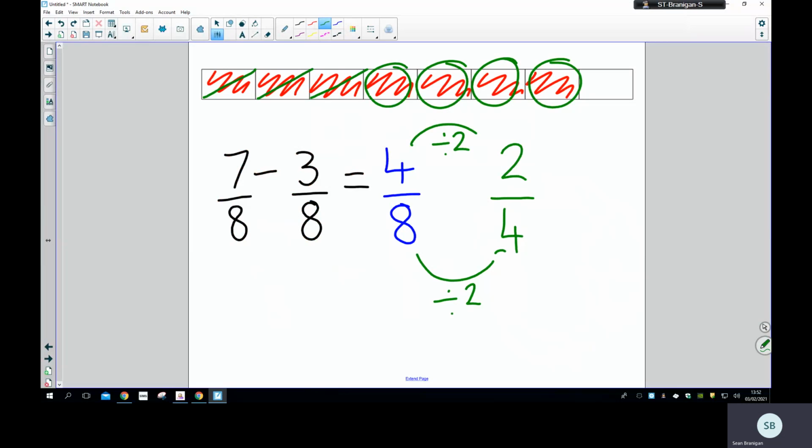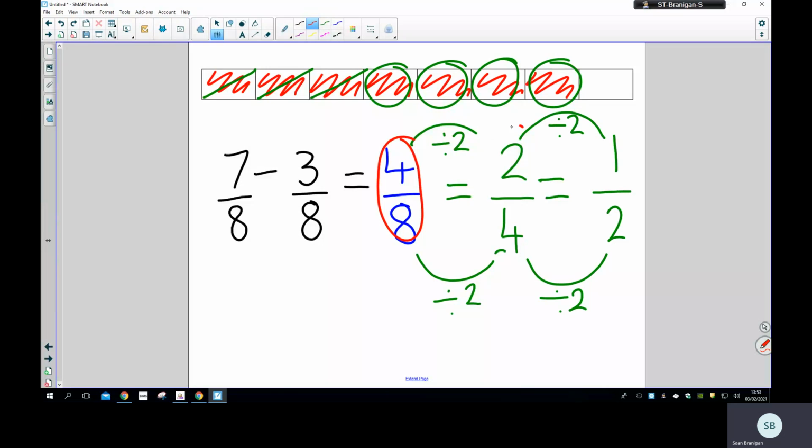And actually, looking at 2 quarters, I know that both of them, again, are in the 2 times table. So I can simplify this fraction further. I can divide them by 2 again. 2 divided by 2, and 4 divided by 2 is 2. So 4 8s is the same as 2 quarters, and that's the same as 1 half. This is the simplest way of writing it, 1 half.